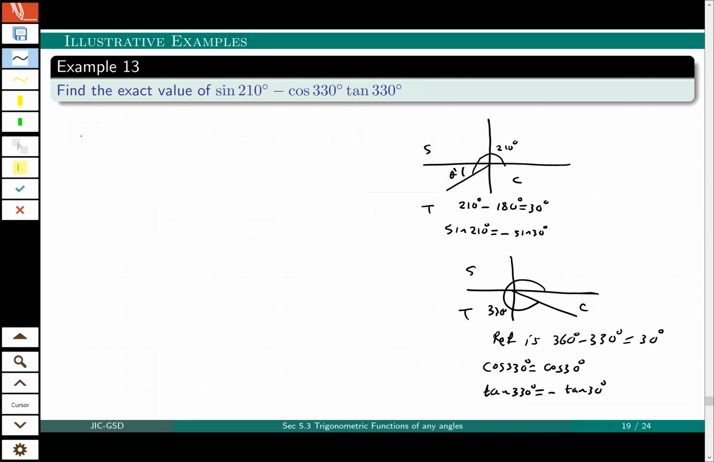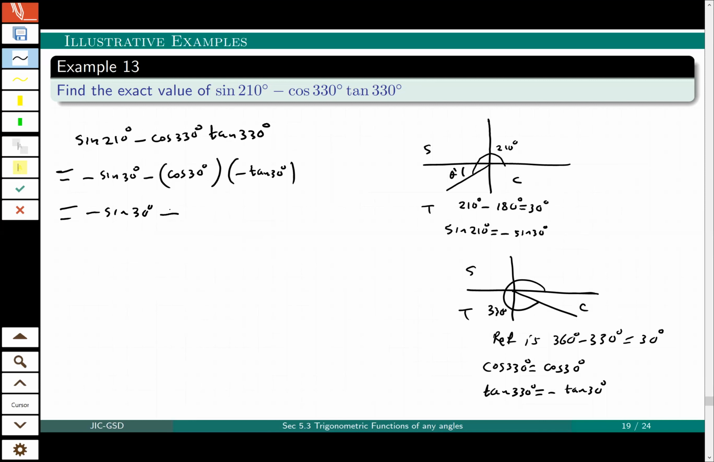Then we go and see sine 210 minus cosine 330 times tan 330. That is equivalent to say sine, it's the negative of sine 30. Cosine is the same as cosine 30 because quadrant number 4, times tan, it's the negative of tan 30. So negative by negative will be positive. So that is cosine 30 times tan 30 degrees.